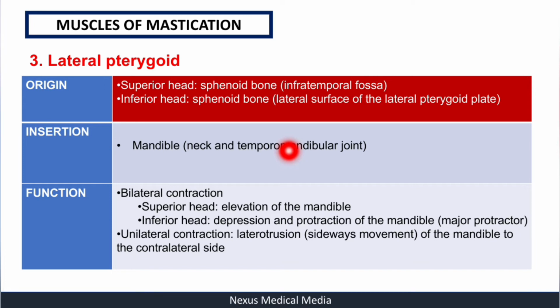If there is bilateral contraction of the lateral pterygoid, the superior head will cause elevation of the mandible, and the inferior head will cause depression and protraction of the mandible. So the inferior head is the major protractor. If there is unilateral contraction, there will be lateral protrusion. In this case, this means sideways movement of the mandible to the contralateral side.